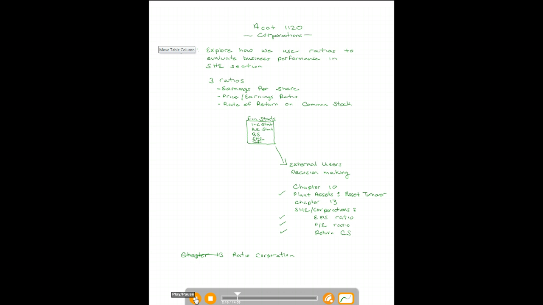Earnings per share, price-earnings ratio, and rate of return. I'm going to start with the earnings per share ratio, always called EPS. And I'll tell you what, this is the most widely used ratio to evaluate how a business is doing. And what it does is it says, let's take net income and subtract the amount that belongs to preferred stockholders, and that would be their preferred stock dividends, and divide that by the weighted average number of shares of common stock outstanding.